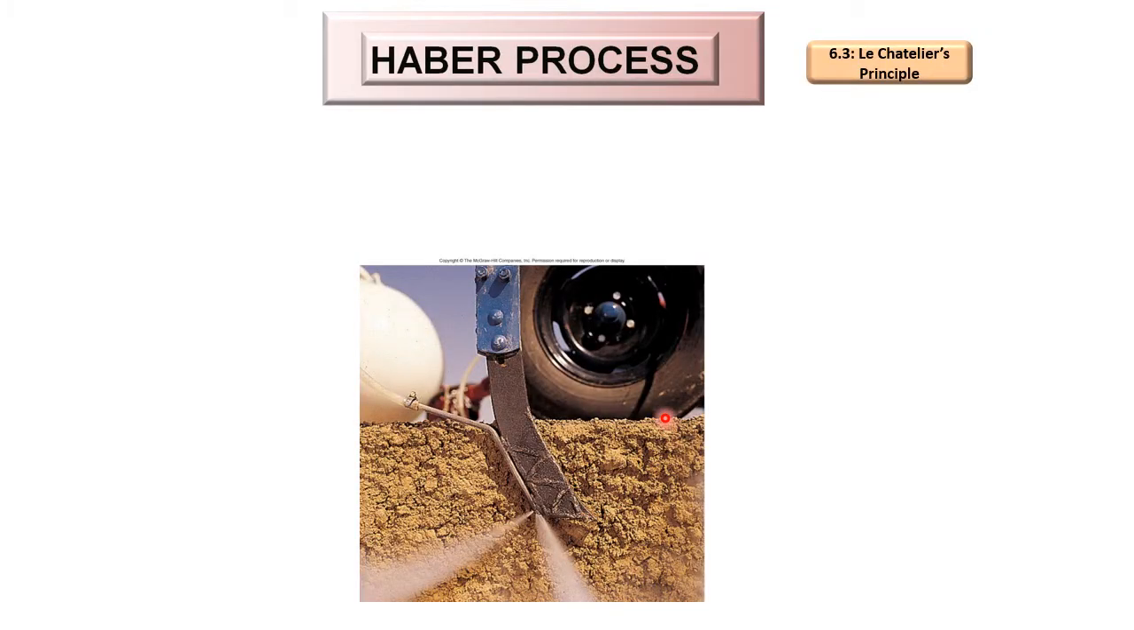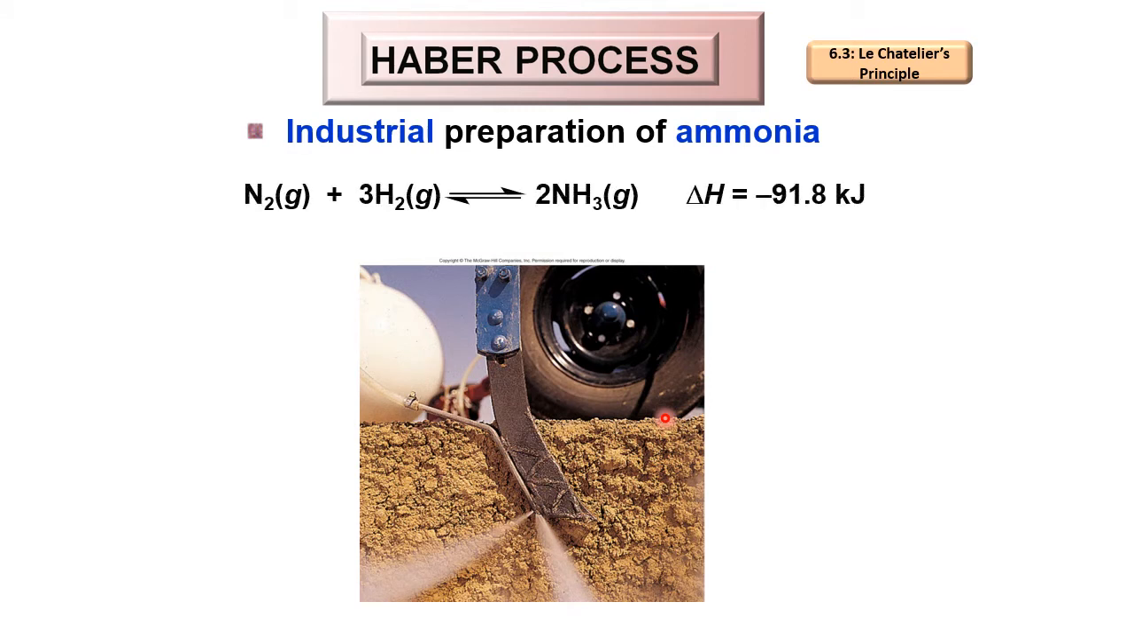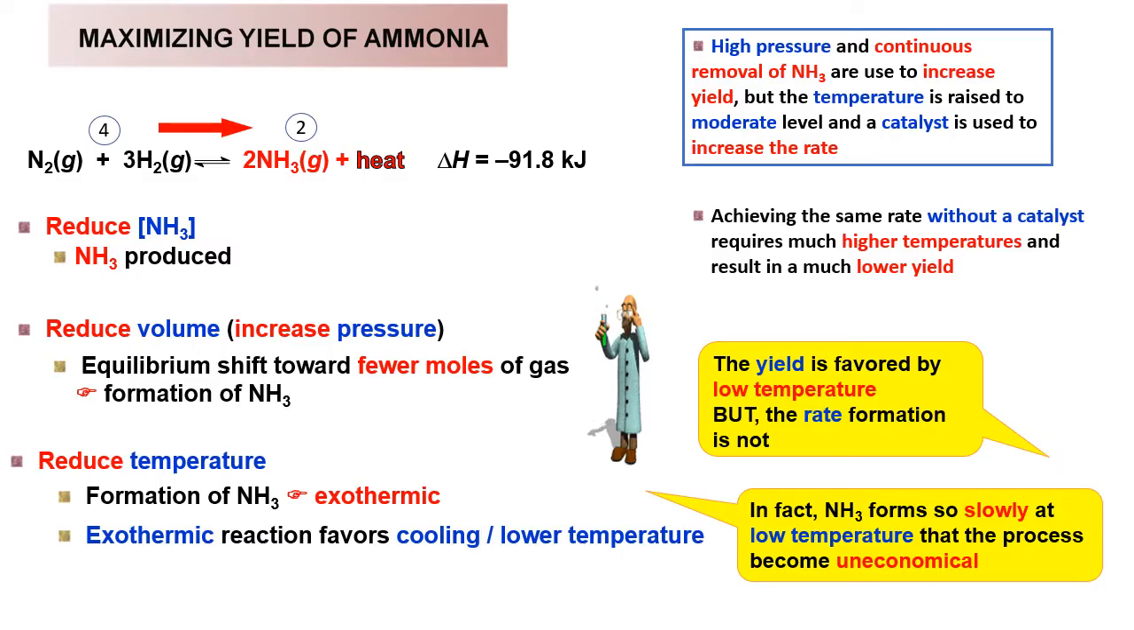Haber process. Just now the video is about the Haber process. It's the industrial preparation of ammonia. This is the chemical equation with the enthalpy negative value, which is exothermic. How to maximize yield of ammonia?